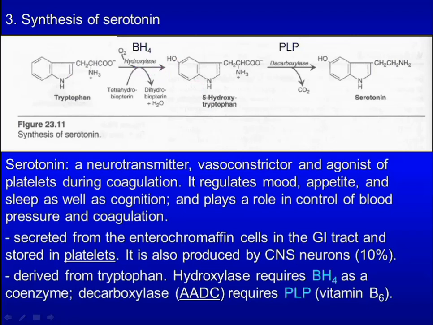Second step is decarboxylation. It is catalyzed by AADC that I described to you earlier. AADC requires PLP as a coenzyme.